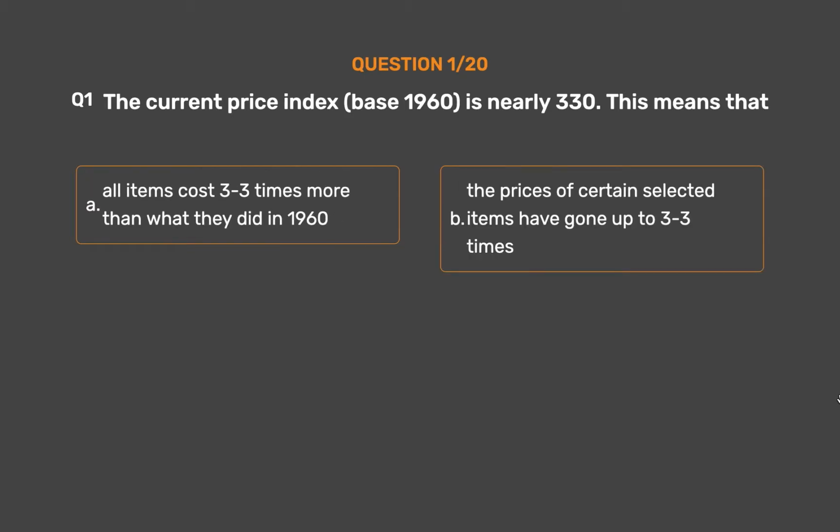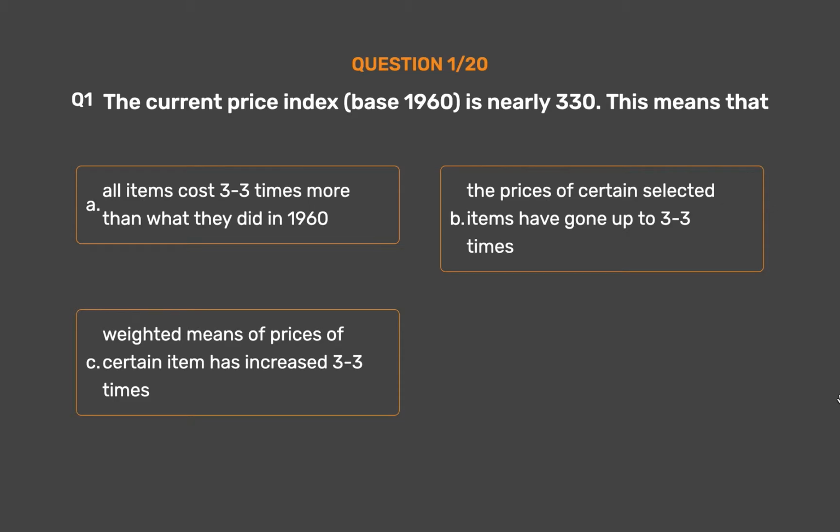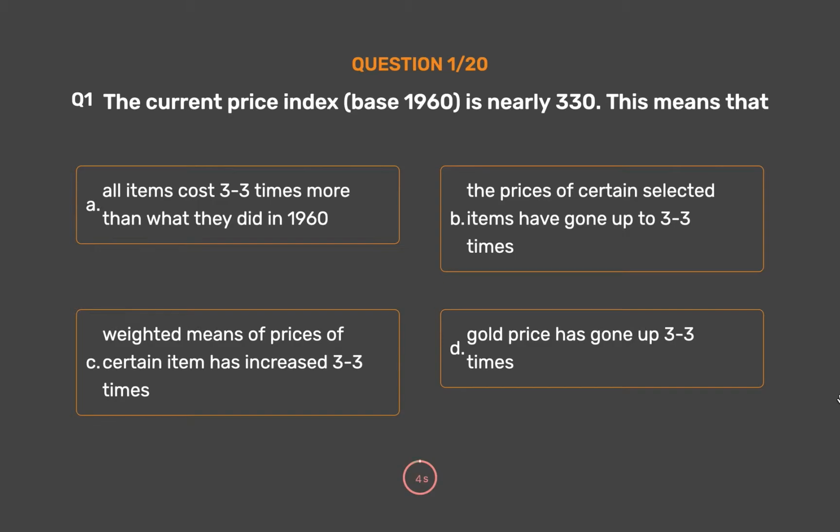Option B. The prices of certain selected items have gone up to 3 to 3 times. Option C. Weighted means of prices of certain item has increased 3 to 3 times. Option D. Gold price has gone up 3 to 3 times. The correct answer is Option C. Weighted means of prices of certain item has increased 3 to 3 times.